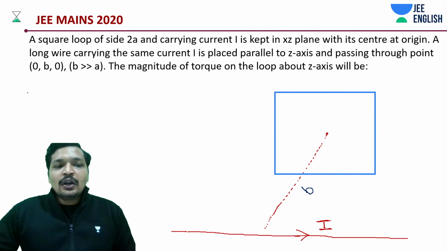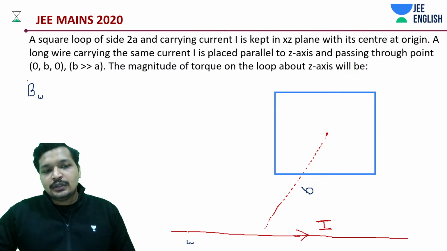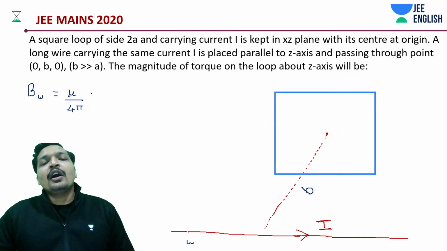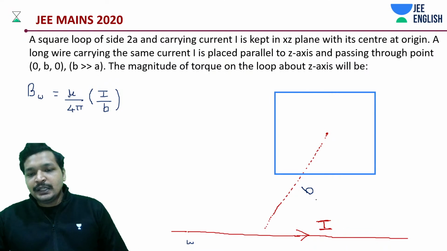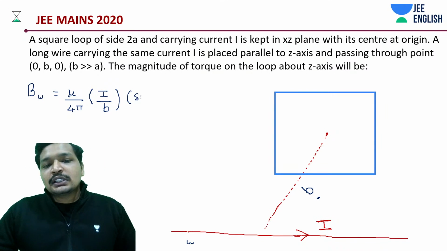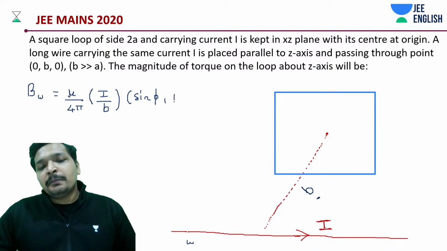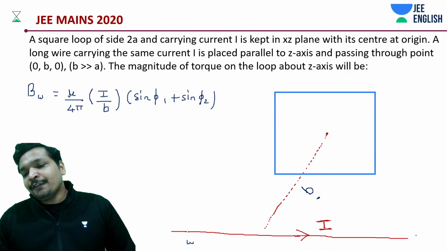You remember what is the field due to this wire? It should be mu by 4 pi into I by the perpendicular distance d, in this case b, into the sine of phi 1 plus the sine of phi 2. But if you're thinking about it, it's an infinitely long wire.